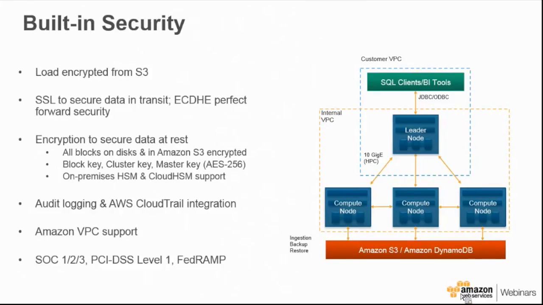So each block gets its own key for encryption, and then the cluster key envelopes the block keys. And there's another key that envelopes the cluster keys. So the multi-level envelope encryption not only provides you high levels of security, but allows you to restore data very quickly because of the underlying mechanism of key management.